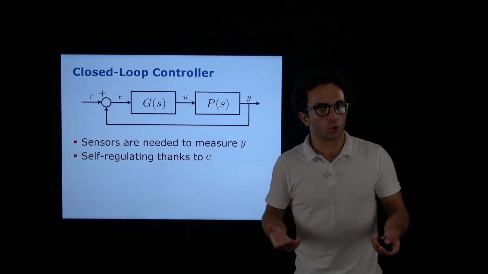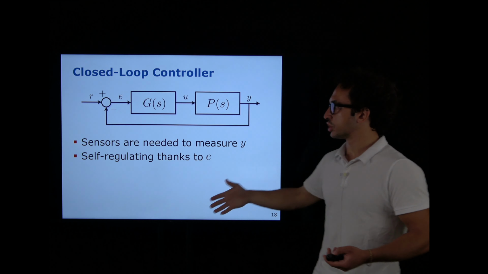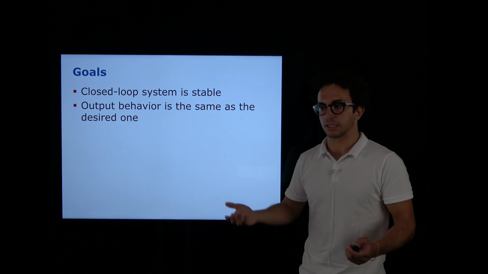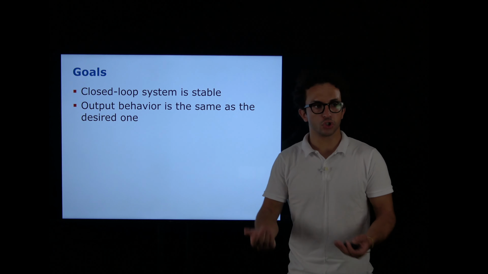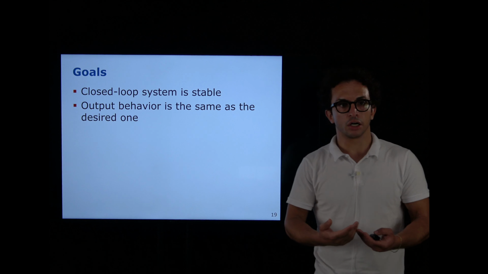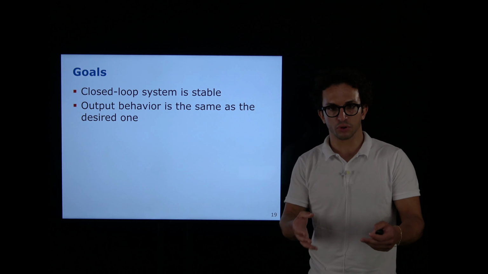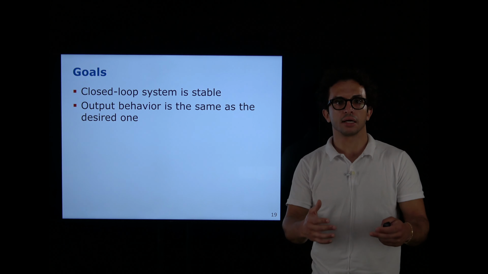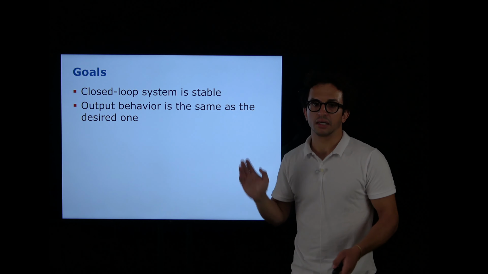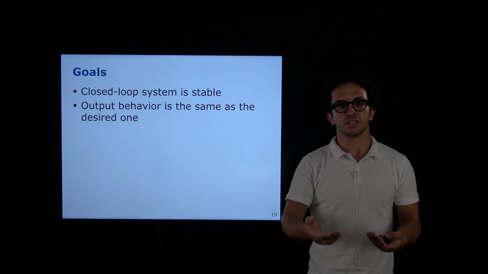Of course, the goal that we have with such a closed loop system is that the system has to be stable. Of course, this is our main concern. It's something we introduced last time, all the stability theory, and it's important for us because we need the system to be reliable, to be stable and to work as we expect, with no surprises. But also, we would like the output behavior to be the same as the desired one.